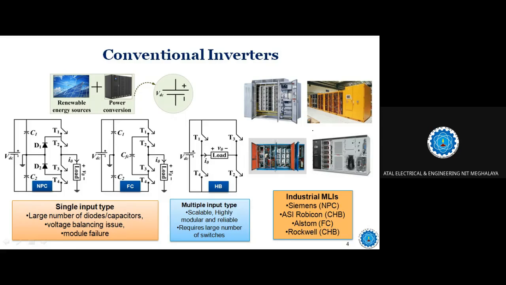All these three inverters, as you can see on the right hand side of the screen, are used in industrial applications also, like Siemens, ASI, Rubicon, Alstom, Rockwell. So like this, they have installed neutral point clamp type inverters, cascade H bridge type inverters, flying capacitor inverters. So all these conventional inverters have been used in industrial applications also.